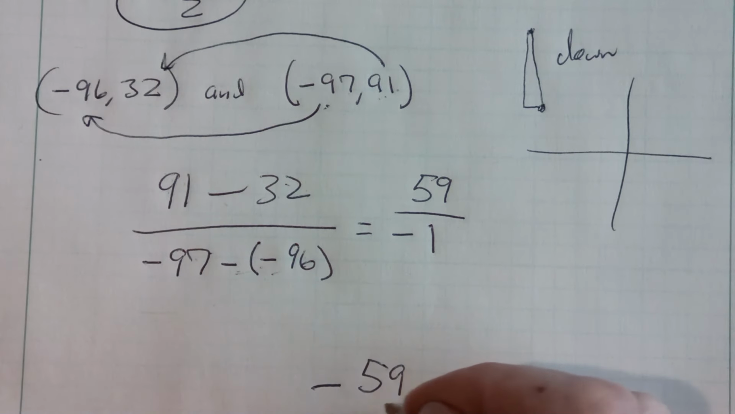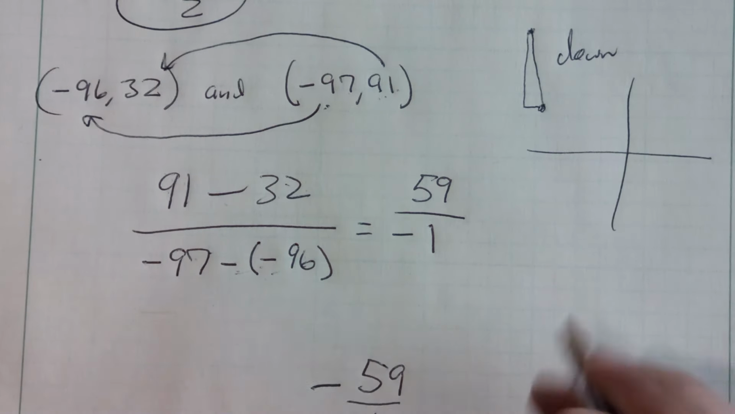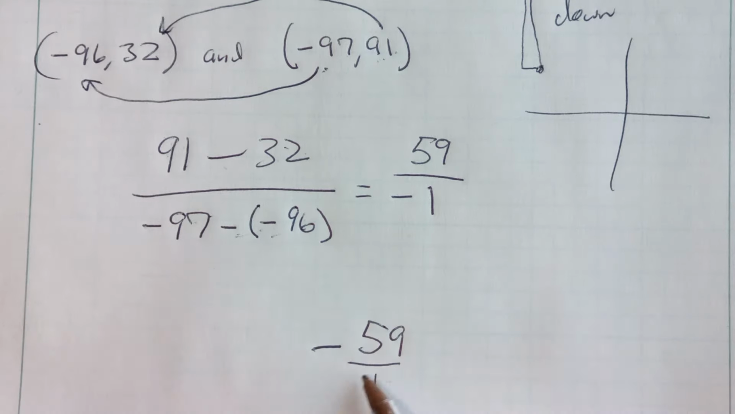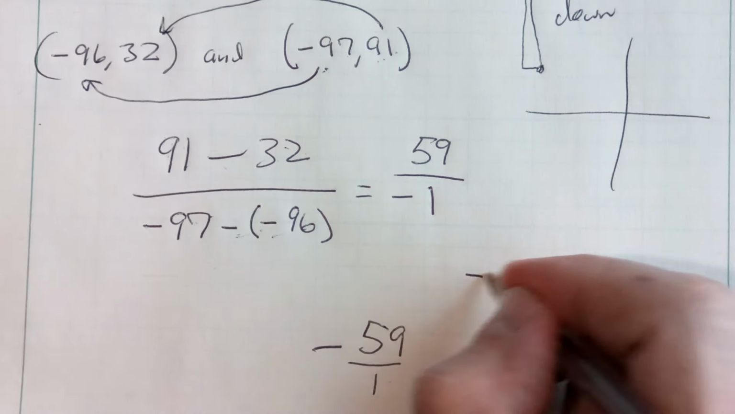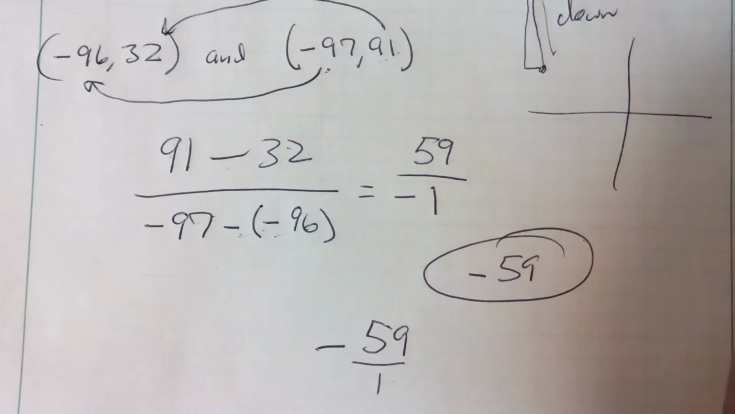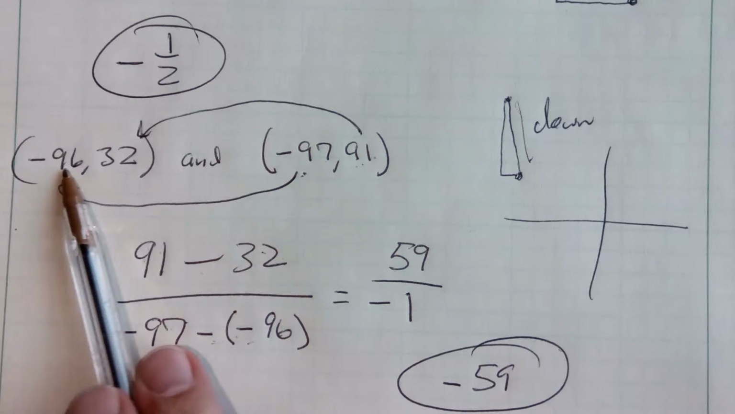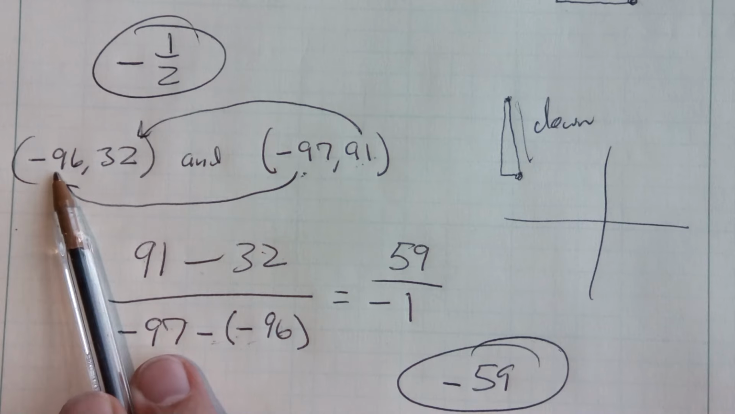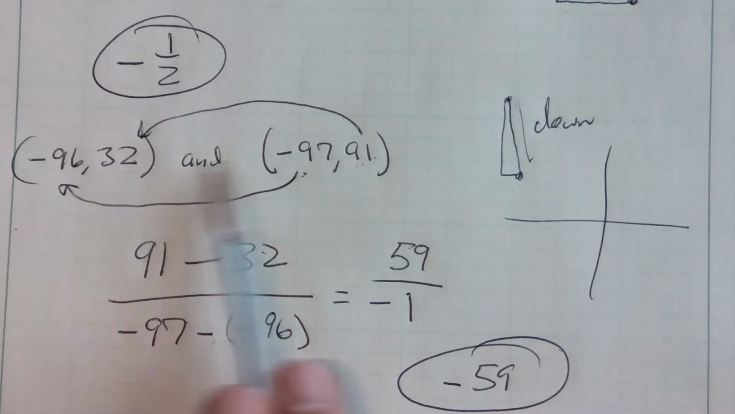I don't need to put it over the 1. You could if you wanted, but you don't need the over 1. You could just say -59 is my slope, which is a very, very steep slope, which makes sense if I only move over 1 and I move up a whole bunch.